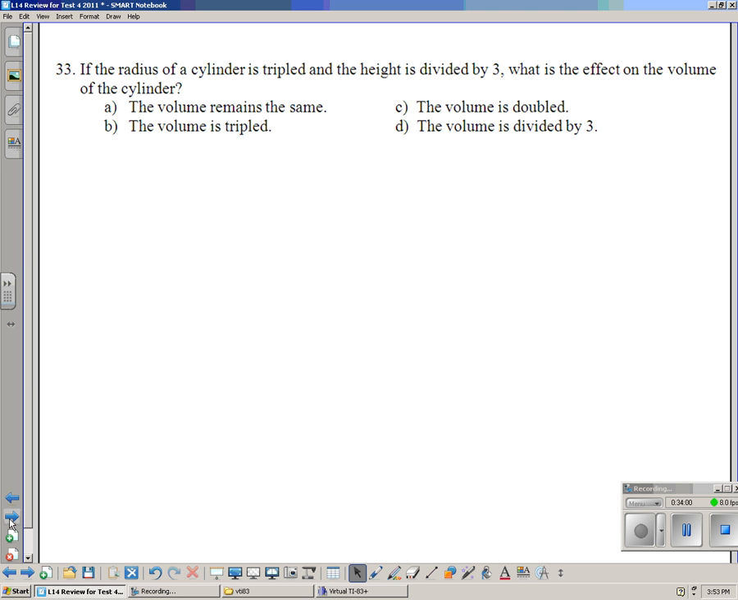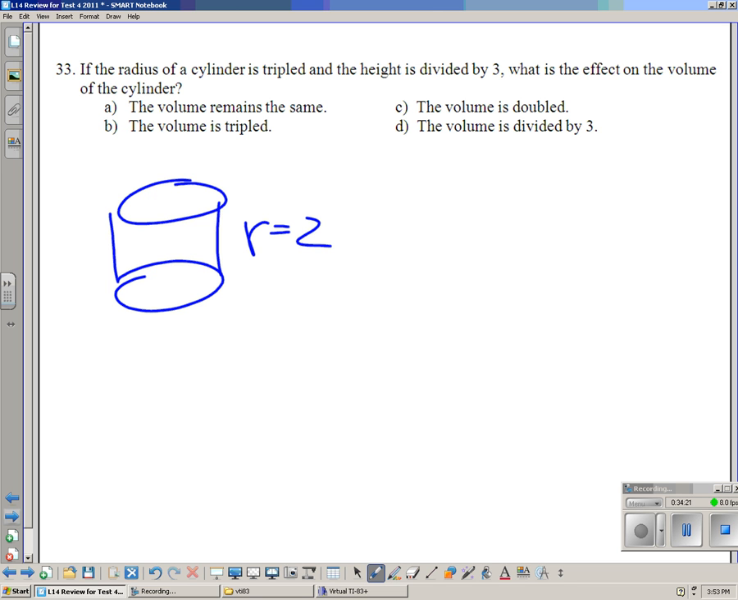All right, number 33. I should have allowed you more room on the paper for this, so my apologies. If the radius of a cylinder is tripled and the height is divided by 3, what is the effect on the volume of the cylinder? What I suggest that you do is, at the beginning, make up a cylinder with numbers. We have to triple the radius, so 2 is easily triplable. And the height needs to be divided by 3. So I'm going to pick 6 because 6 is easy to divide by 3.